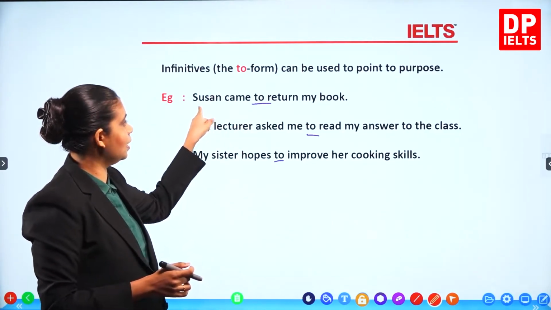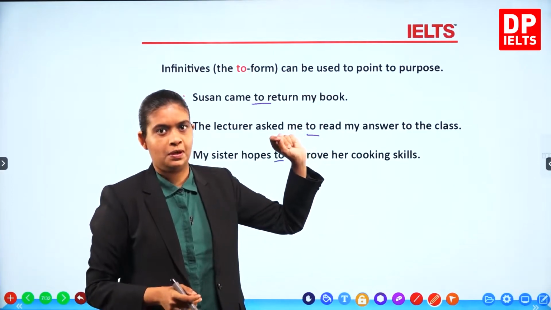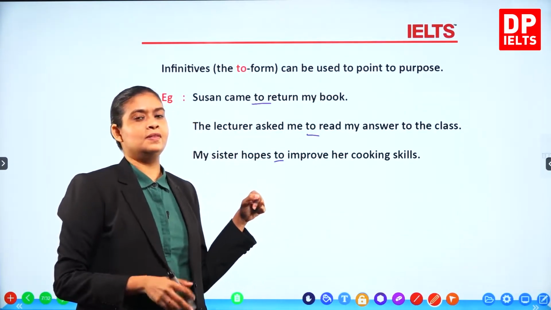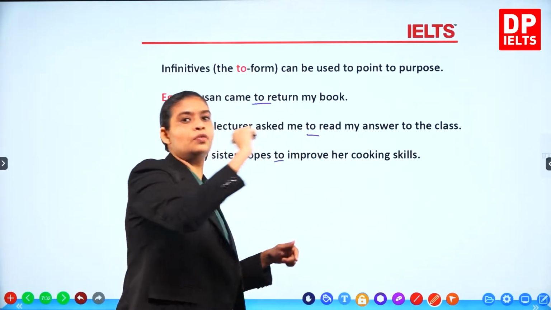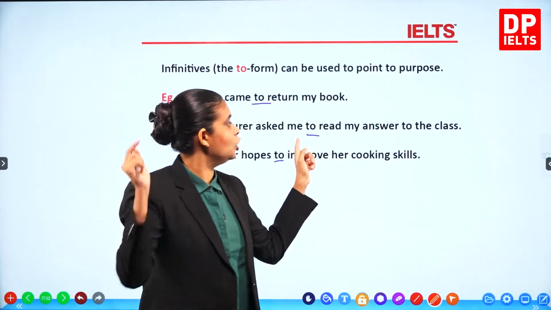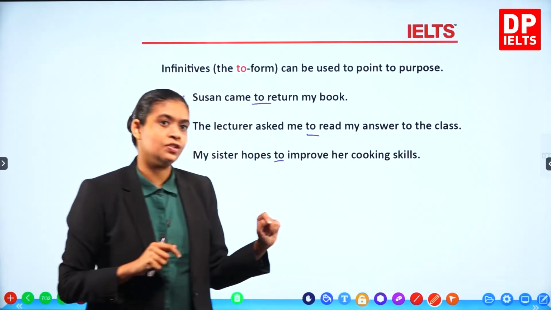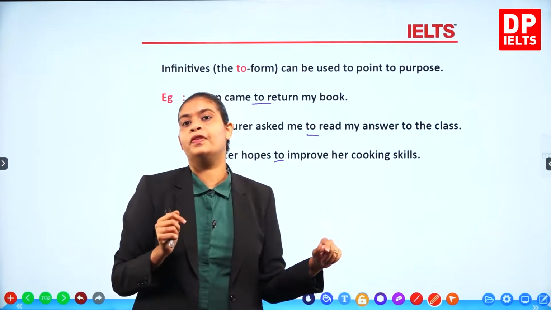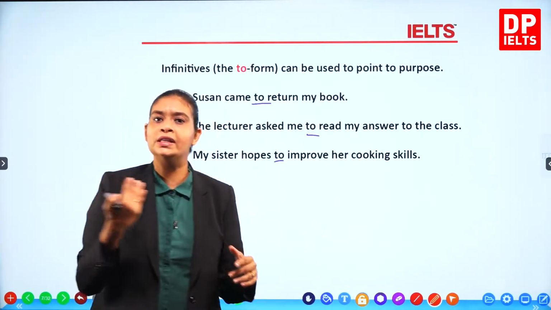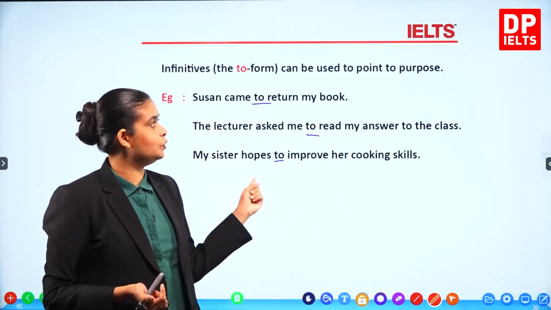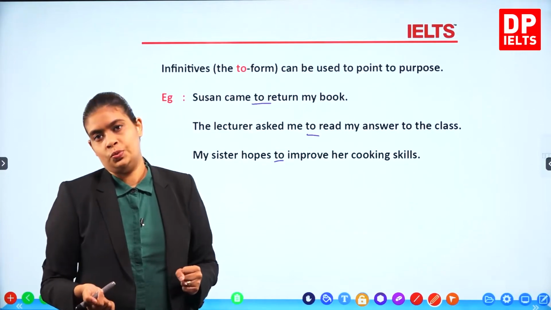Why did Susan come? To return my book. The purpose, to return my book. You're pointing to the purpose. Susan came to return my book. The lecturer asked me to read my answers to the class. My sister hopes to improve her cooking skills. You're kind of pointing out to the purpose. So you could use the preposition to there.